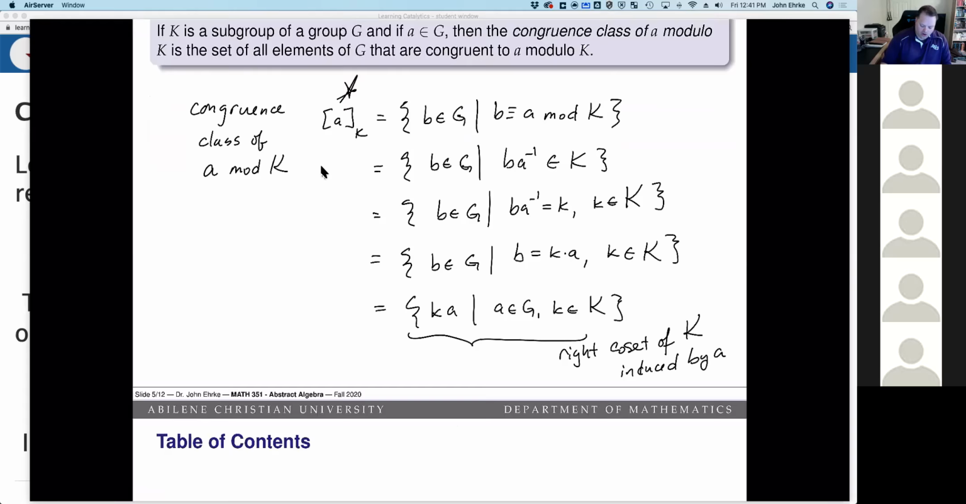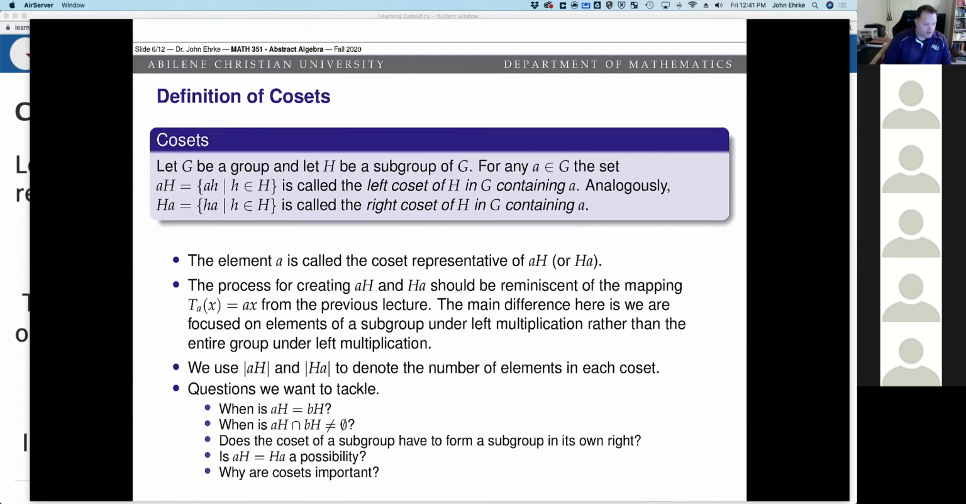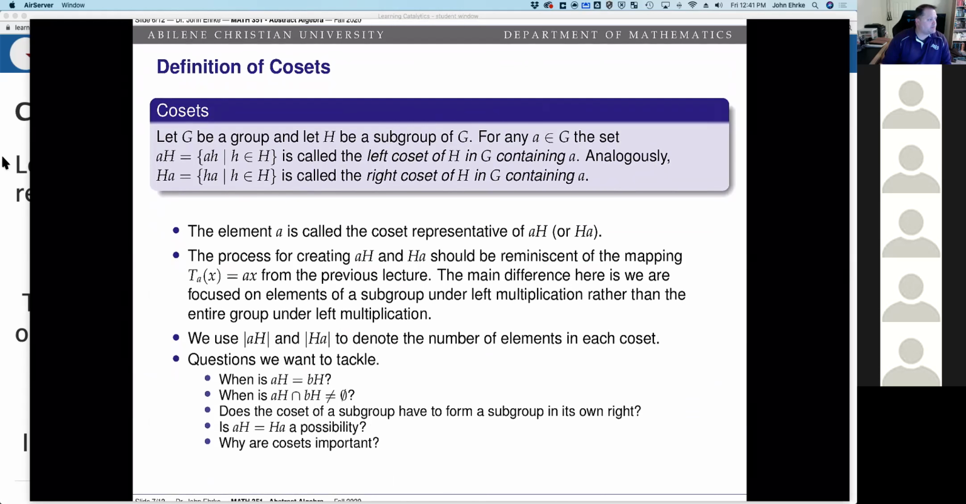And our definition of a coset, therefore, is this definition that I have at the top. Let G be a group and let H be a subgroup of G. For any element a in the group, if you multiply that element by the subgroup H, this is the set notation for that. Since you're multiplying on the left, this is called the left coset of H in G containing a, or the left coset of H in G induced by a. And then if you multiply on the right, it's called the right coset of H in G containing a.